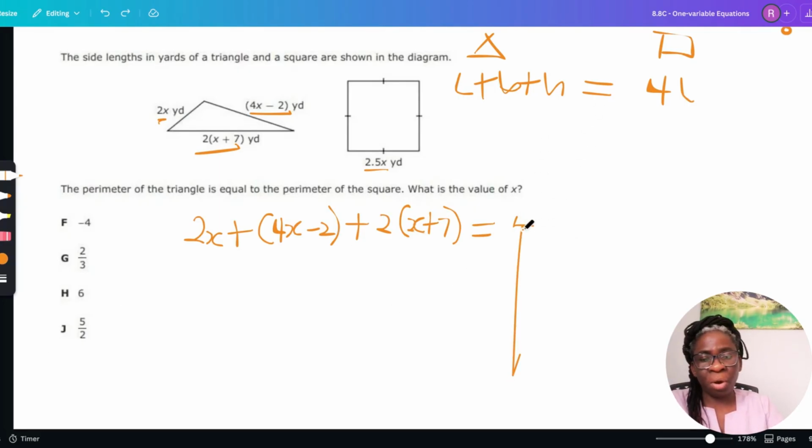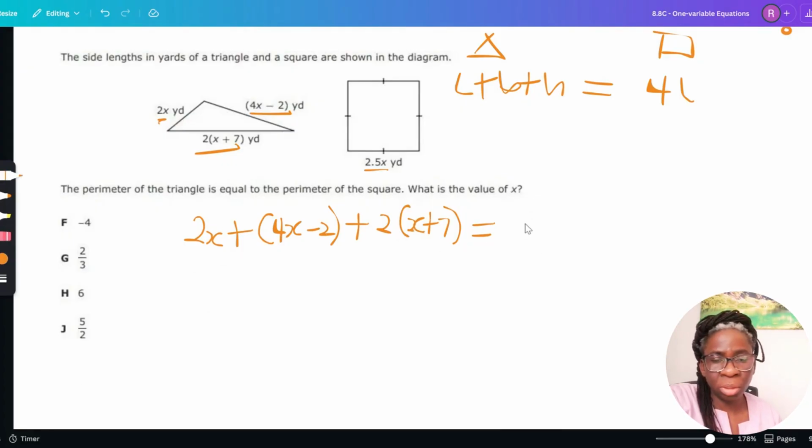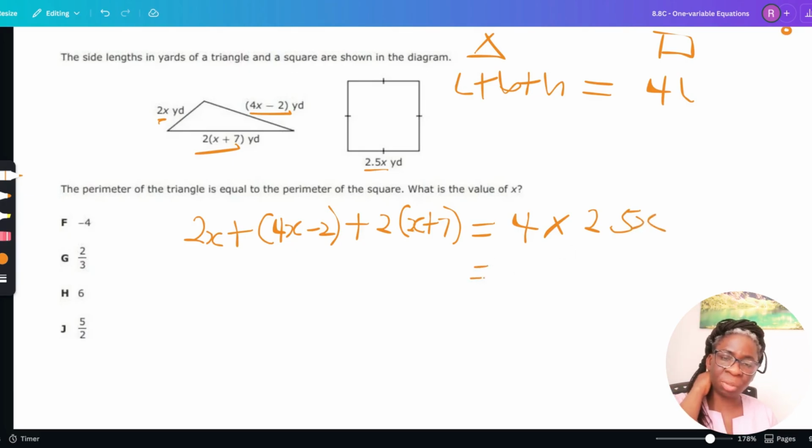So this one will be 4 times 2.5x. Now we have to simplify one after the other. Let's first multiply 2.5 times 4, that will give 10. 2.5 times 4 is 10.